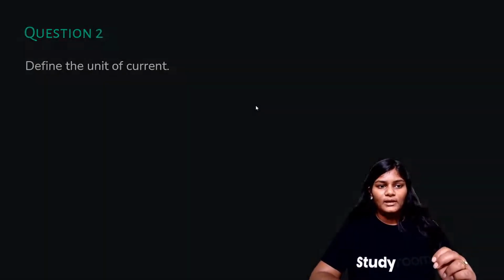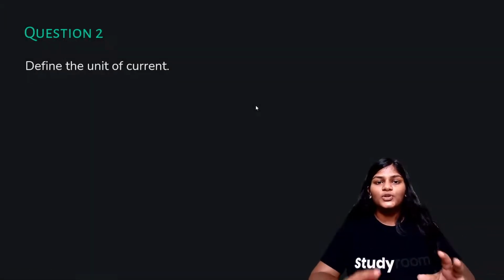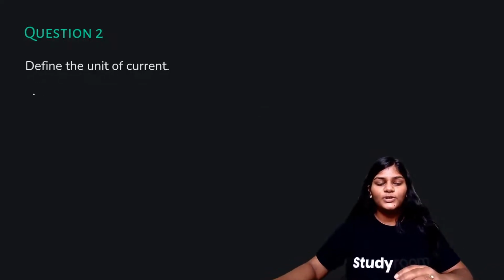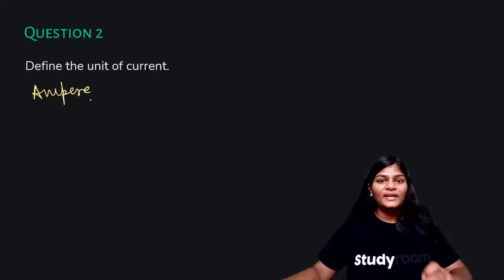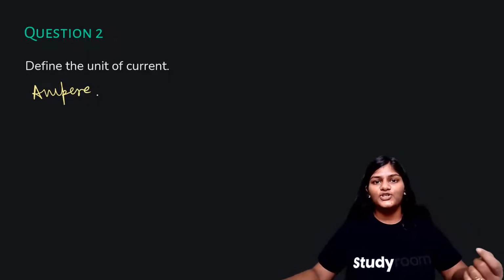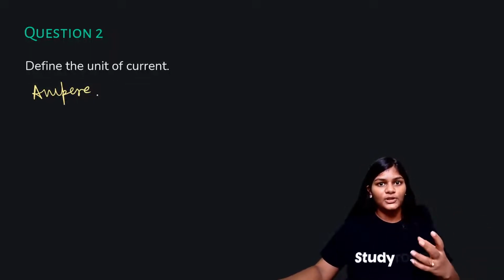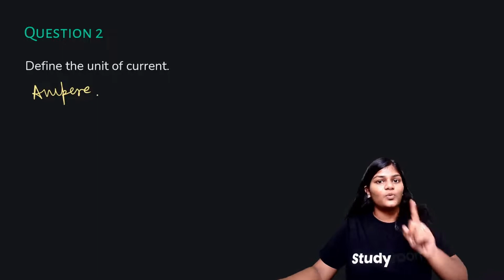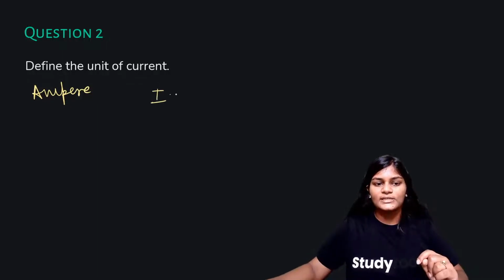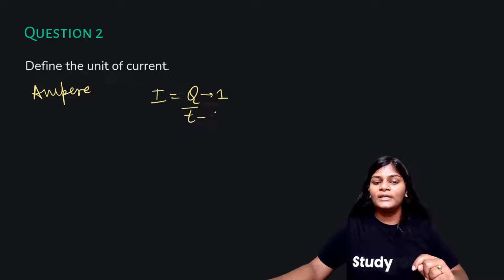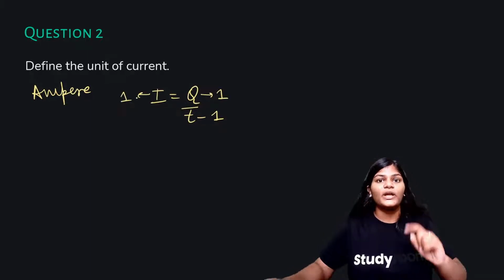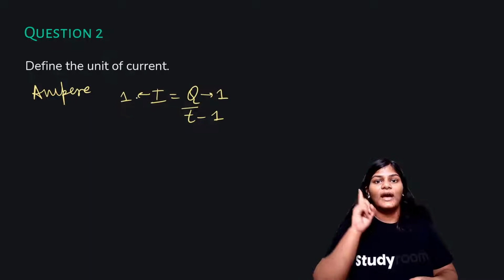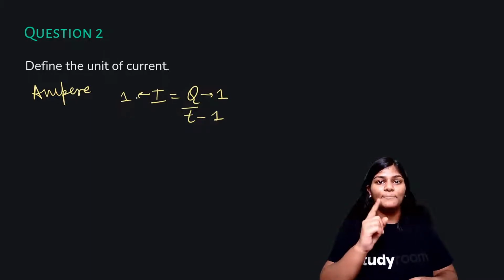Okay. The next question says, define the unit of current. So what is the unit of current? Unit of current is ampere. So when they say define the unit, you remember that in the last chapter we studied that whenever we have to define a unit, we take everything as 1. So if the current is nothing but Q upon T, then we take Q as 1 and T as 1, so that 1 divided by 1 is 1. Our current also comes out to be 1. So we are able to define 1 ampere or 1 unit of current, which is 1 ampere.